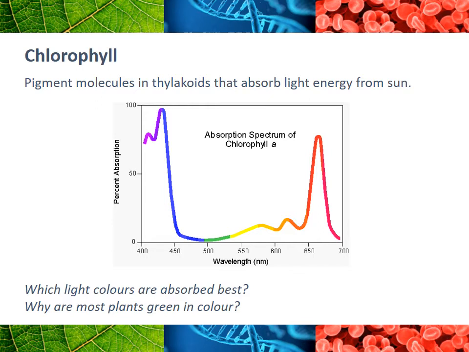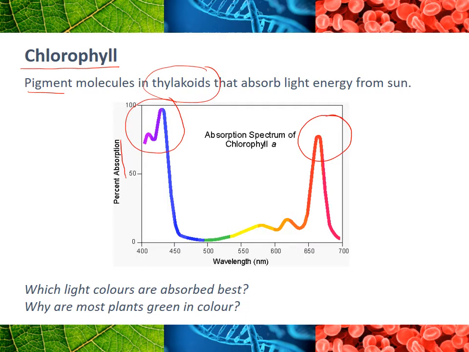Okay, chlorophyll. Chlorophyll is the pigment found in the thylakoids that absorbs the light energy from the sun. Remember that light is an important part of our equation, as well as this term chlorophyll. So when light shines down onto a leaf, certain colours of the light spectrum are absorbed better. You can see up here, this is showing the amount of absorption.